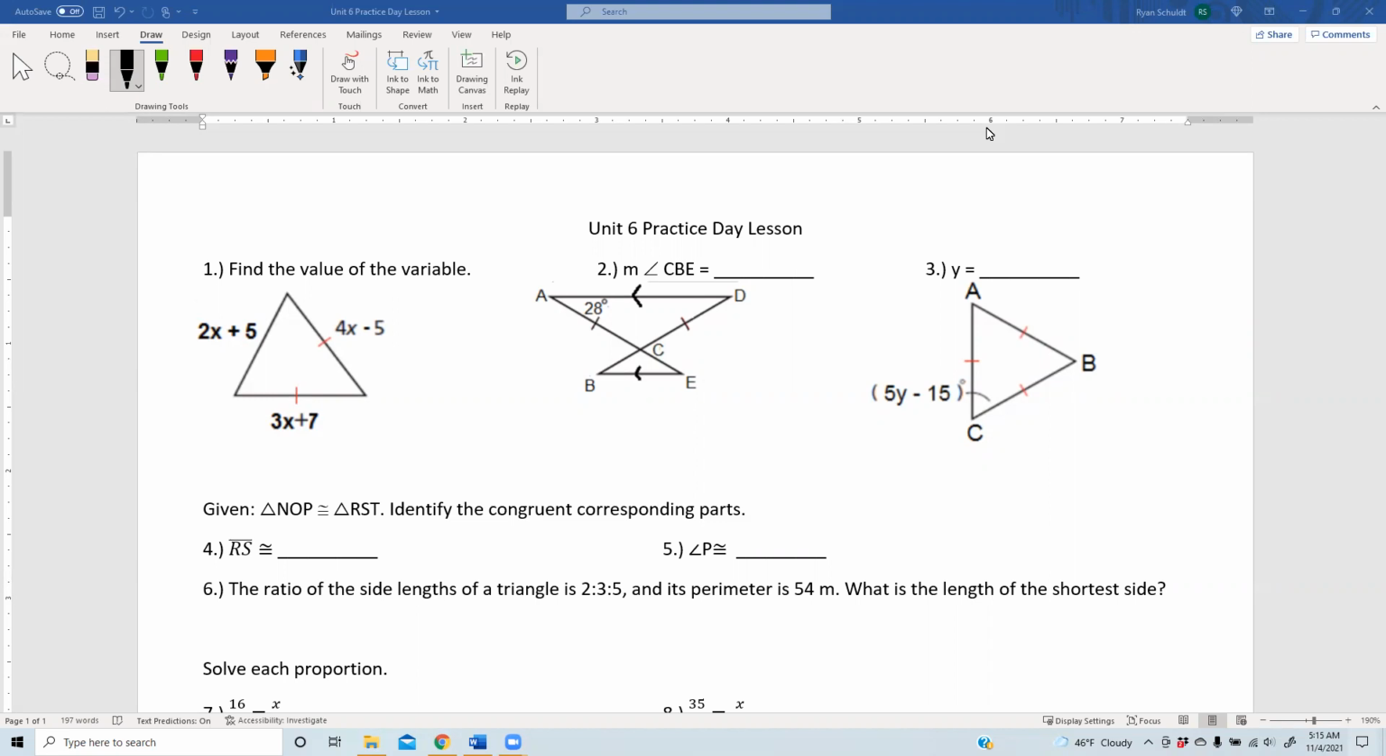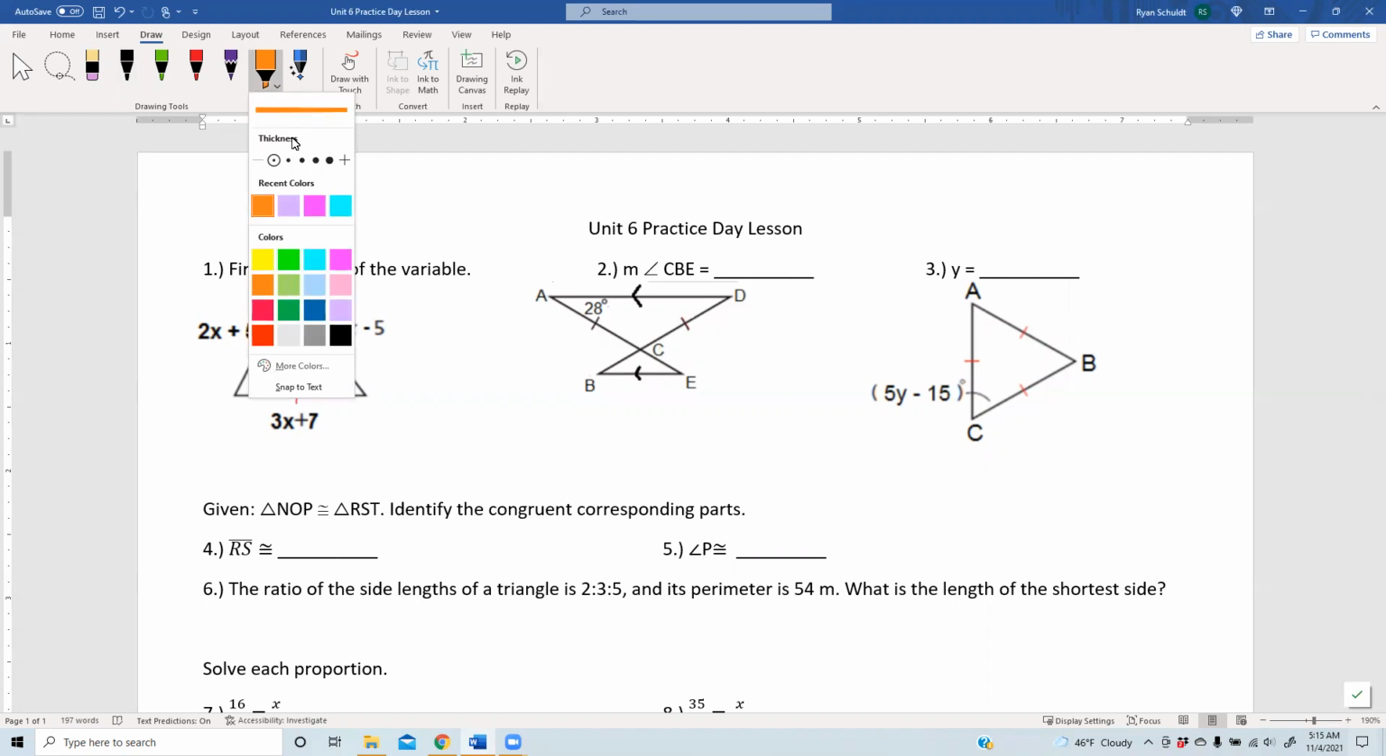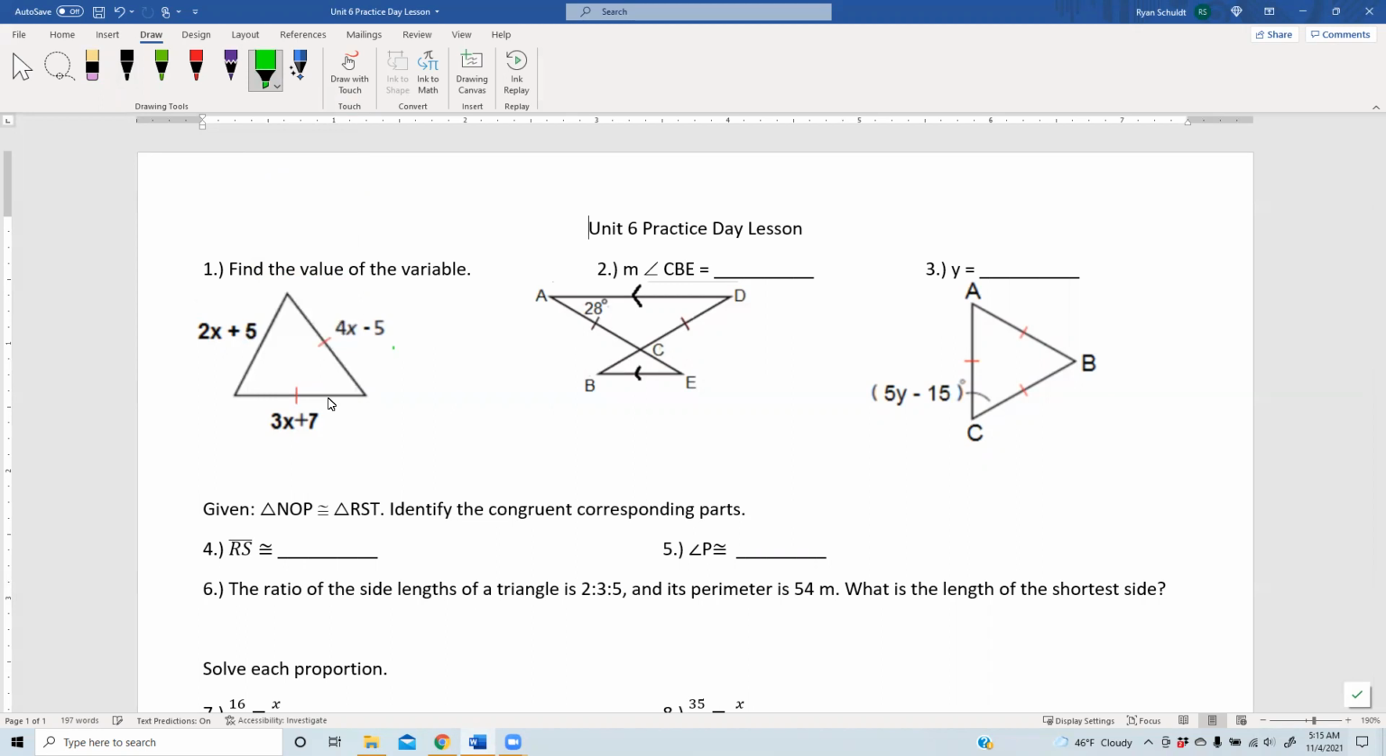So let's look at number 1. They want us to find the value of the variable. In our case, the variable is x. So let's see what we can do. Well, they have x on all three sides, but that doesn't mean all three sides are equal. See these little red tick marks? Those two sides are the two that are equal. So to get x, we have to set those two equal to each other.